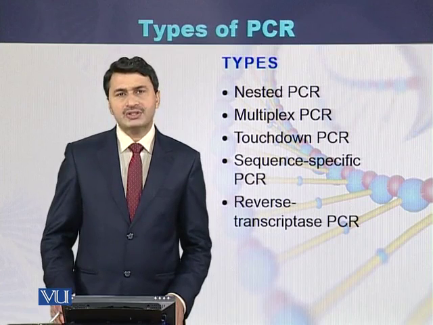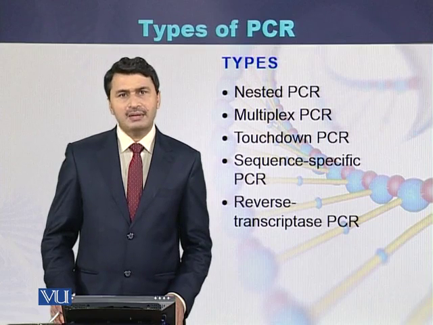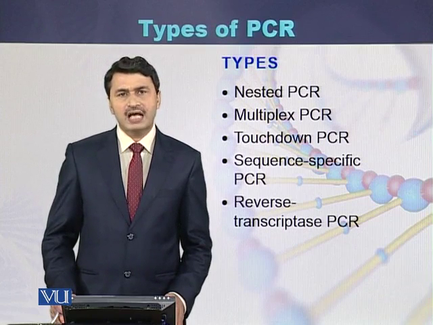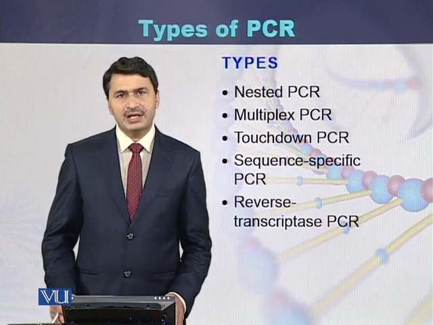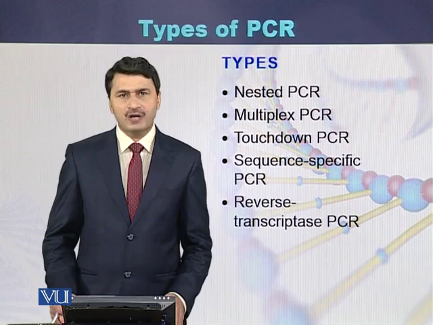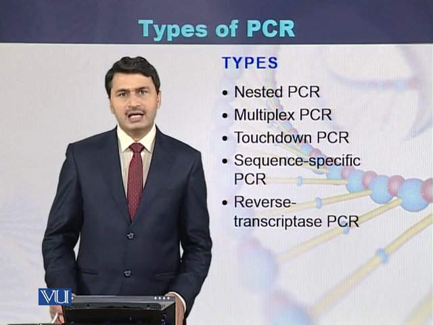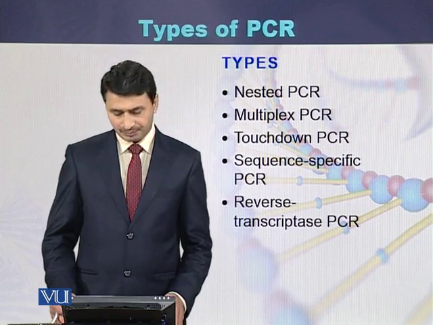The next type of PCR is called touchdown PCR. In touchdown PCR, the annealing temperature lowers with each cycle. Let's say during the first cycle of the PCR, the annealing temperature is 62 degrees centigrade. During the second cycle, it can be 61. During the third cycle, it can be 60. So touchdown PCR is a PCR in which we can decrease the annealing temperature of the primers.